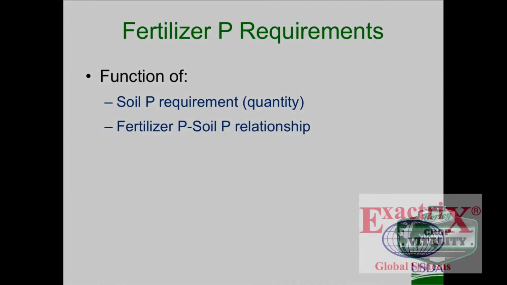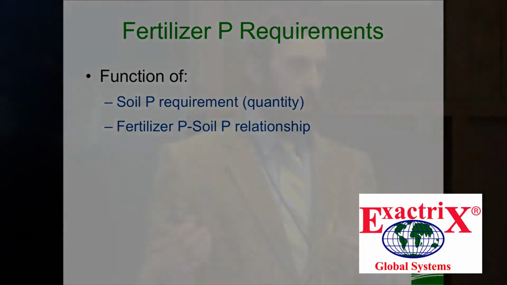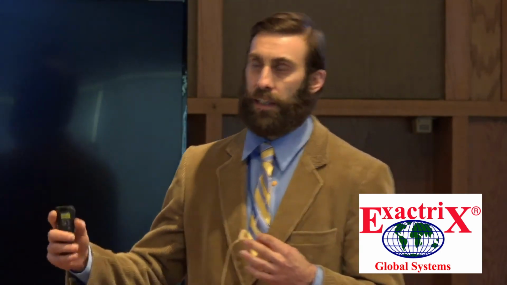You can add 100 pounds per acre phosphorus to one soil and you'll increase your Mehlich 3 levels a certain amount, and add that same 100 pounds per acre to another soil and you won't increase it as much, or you'll increase it much, much more. So this fertilizer-soil P relationship varies between soils as a function of soil properties and the conditions. So ideally, let's try to illustrate everything I've just said in a single diagram.